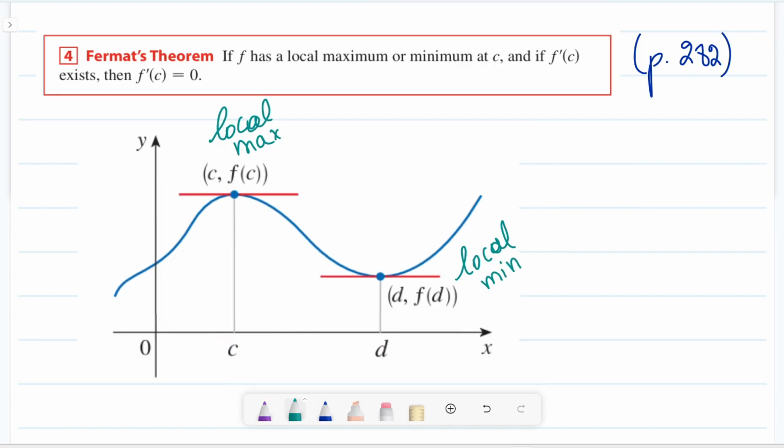So what Fermat's theorem is telling us is that if we draw the tangent line at a local maximum or a local minimum, so if we draw the tangent line at either C or D in our cases here, we notice that this tangent is horizontal. So its slope is 0. So this is what Fermat's theorem is telling us. So if we have a local maximum or a local minimum, then the slope of the tangent line is 0. And another way to refer to the slope of the tangent line is the derivative at a point. So the derivative at a local maximum or a local minimum would be 0.